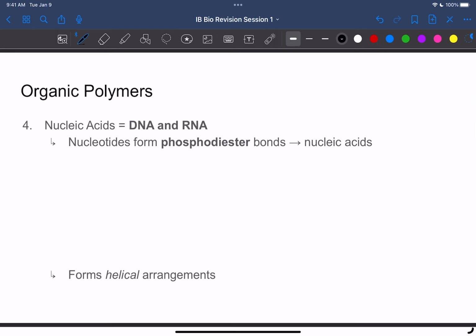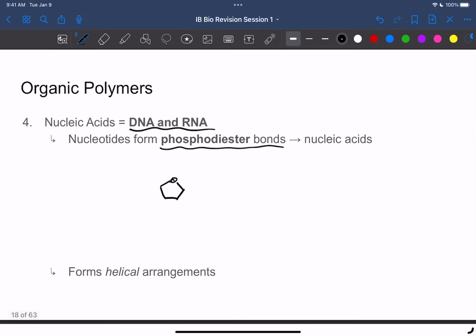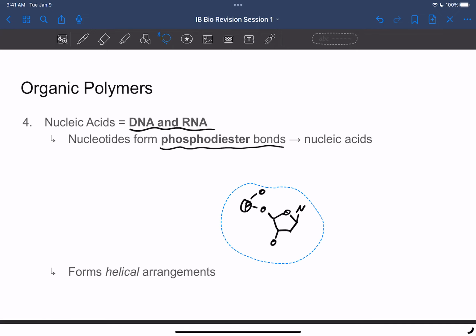Lastly, we have nucleic acids, so DNA and RNA, like I said before, and nucleotides form phosphodiester bonds. And a lot of these together make different nucleic acids. So I'm just going to draw an example here, and I'm going to make this super simplified. Might want to draw this closer in the middle here.